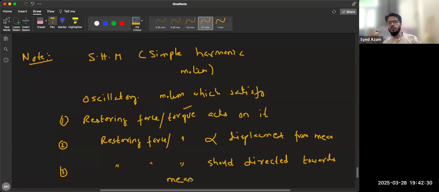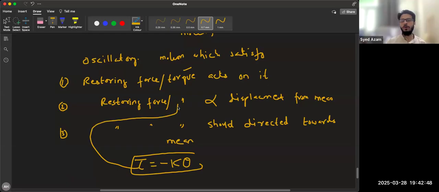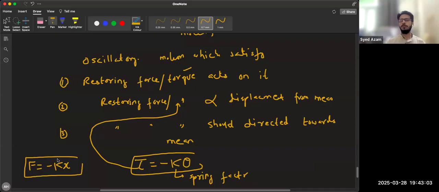So if an oscillatory motion is satisfying all these three conditions, then you will call that oscillatory motion simple harmonic. Or you can just write it: if it is angular, then tau is minus k theta. This tau is the restoring torque, theta is the angular displacement and k is a constant which is known as the spring factor. If it is linear, then instead of torque you will have force, and it's minus kx. This is for the linear motion and this is for the angular motion.